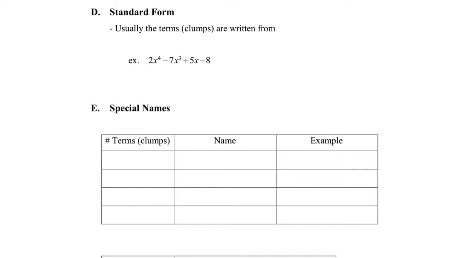All right, letter D, standard form. With this, terms or clumps are going to be written in a certain order, which makes it way easier down the road. So usually the terms are written from highest exponent to lowest exponent. And you'll see here in the example, we have the 2x to the fourth. The x to the fourth comes before the minus 7x to the third, which comes before the plus 5x to the first. We're really just looking at those exponents, the 4, the 3, the 1. And then the minus 8, if you have a constant, a number without an exponent, that will come here at the end.